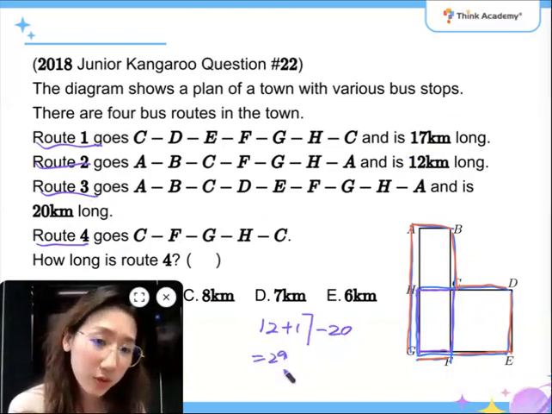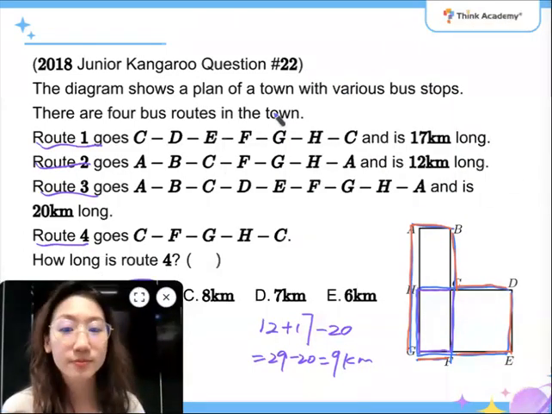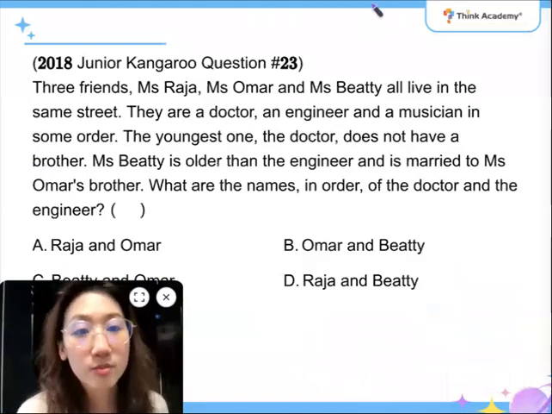And then that will give you 29, take away 20, and that is just 9 kilometers. Okay, so that's this question. And now let's look at question number 23.